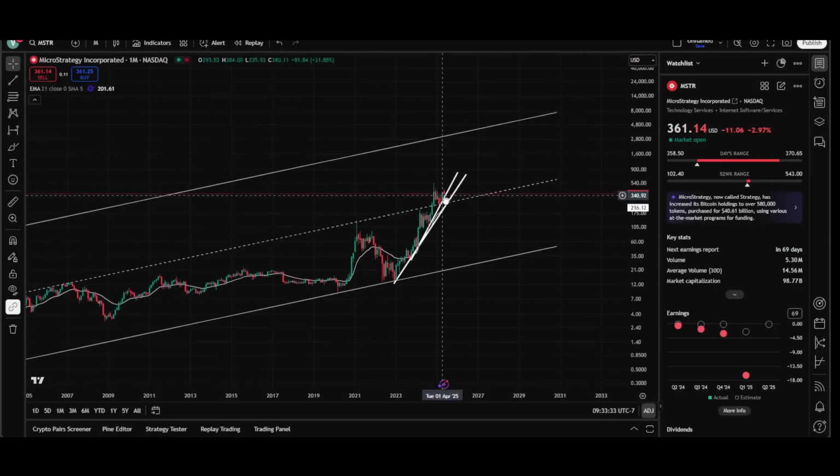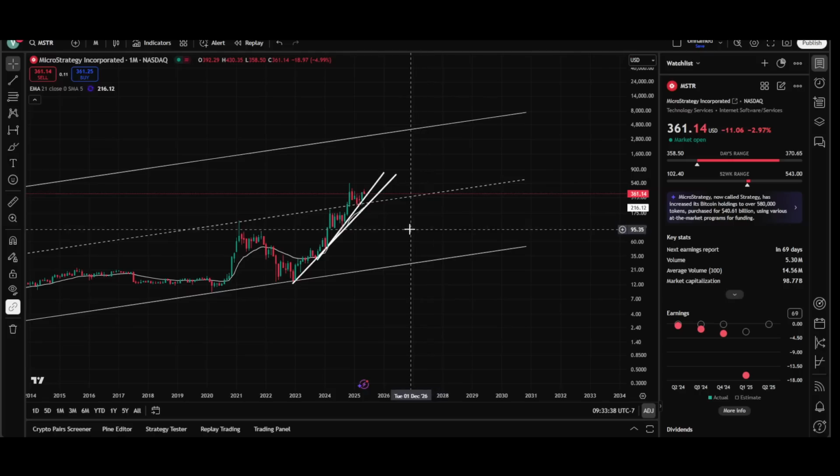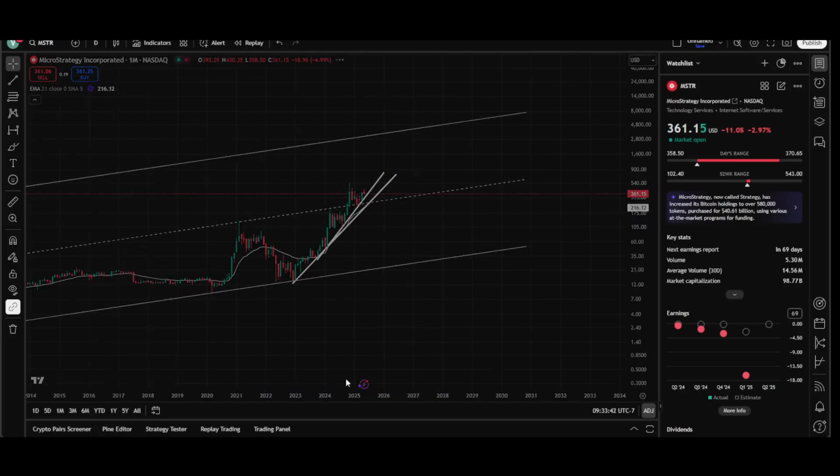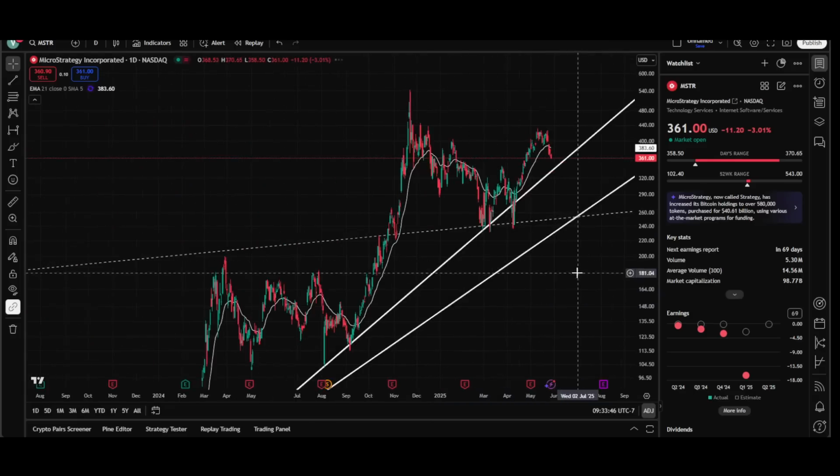Short term, yes, it's been consolidating, chopping back and forth for a while. Very slow market right now, but things are still looking very good for the long term. So that's all I have for MicroStrategy on the daily and weekly charts.